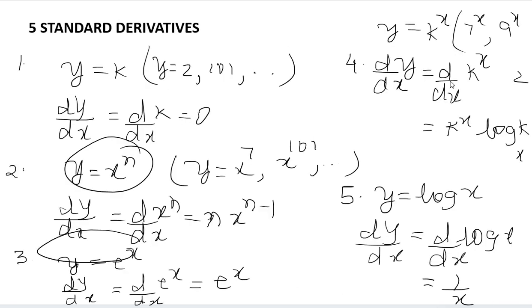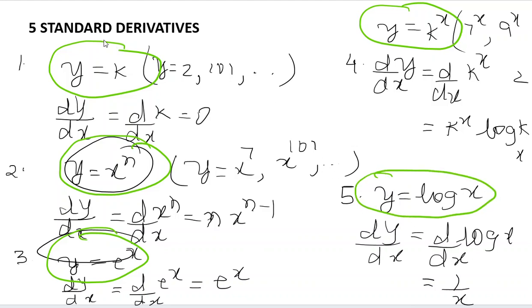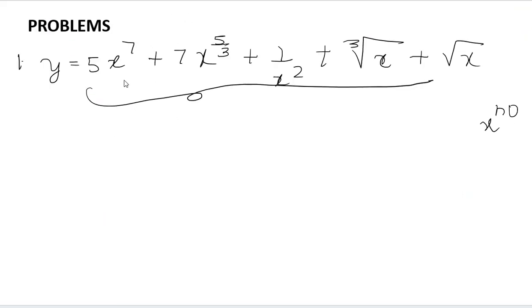Now, if you recollect, our standard forms were y is equal to k, y is equal to x raised to a number, y is equal to e raised to x, y is equal to k raised to x, and y is equal to log x. These were the standard forms. So in this problem, our aim is to bring all these terms into standard form. Standard forms are k, x raised to a number, e raised to x, k raised to x, and log x. So we first bring it to standard form.